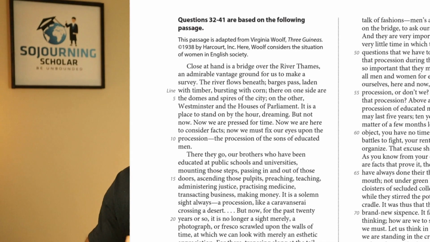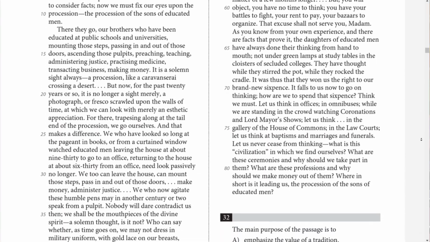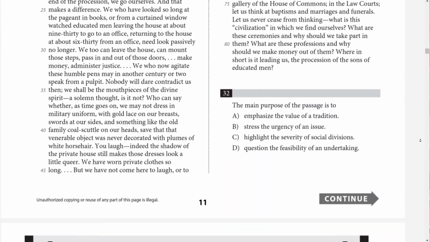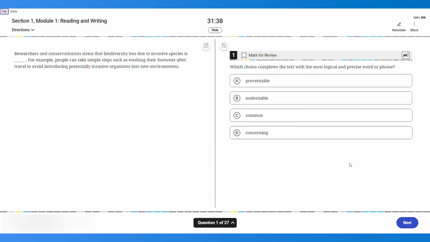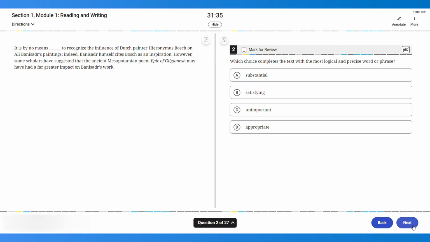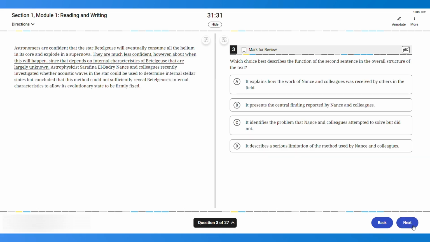But there is a new twist to the reading and writing section, and that's the removal of long reading passages that have multiple related questions that the SAT was notorious for. What you get now are really short passages with no more than 180 words that are related to just one question in the reading and writing section.